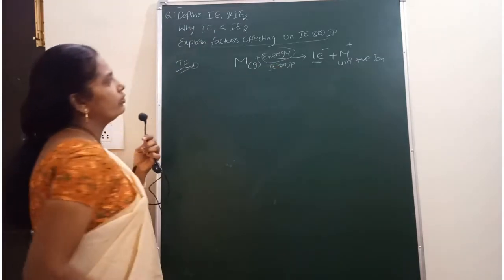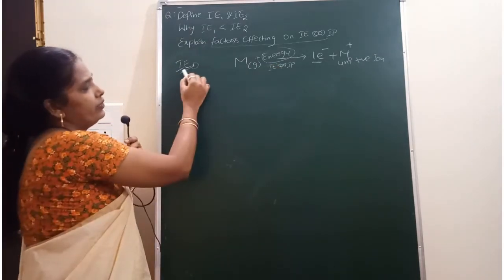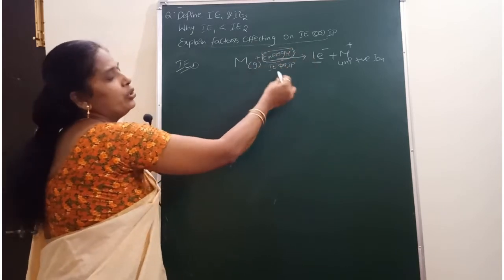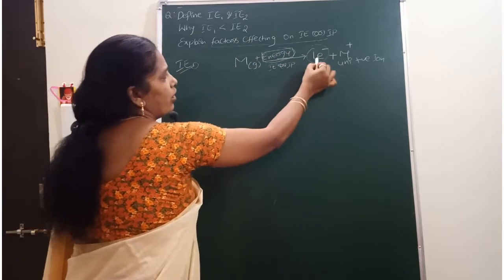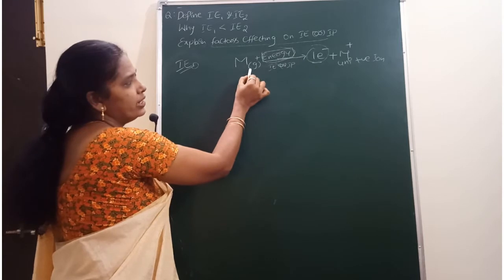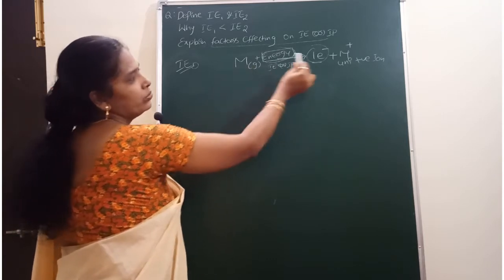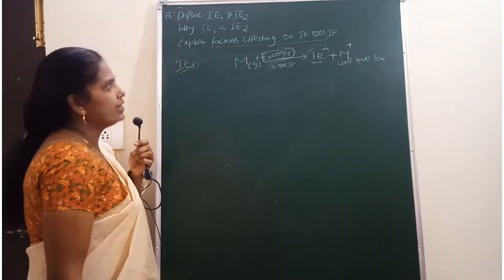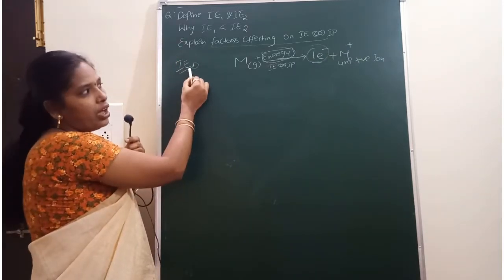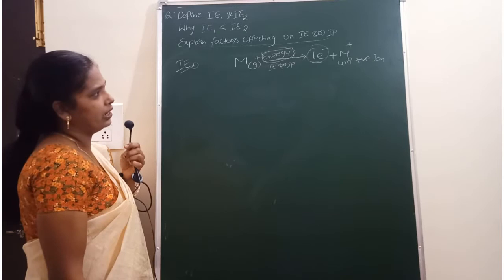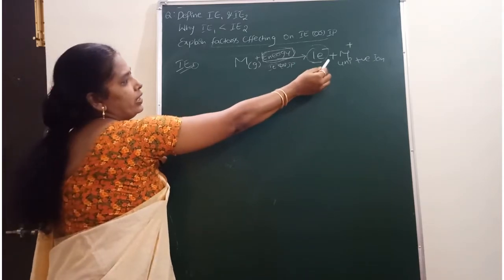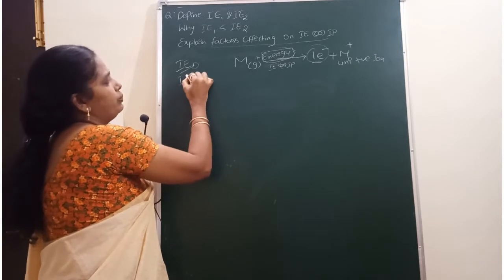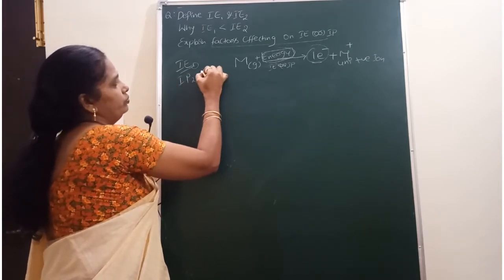So what is the definition of IE1? The minimum amount of energy required to remove one electron from an isolated neutral gaseous atom to get a unipositive ion is called ionization energy or ionization potential. Removing the first electron is IP1 or IE1, and next is IP2 or IE2.